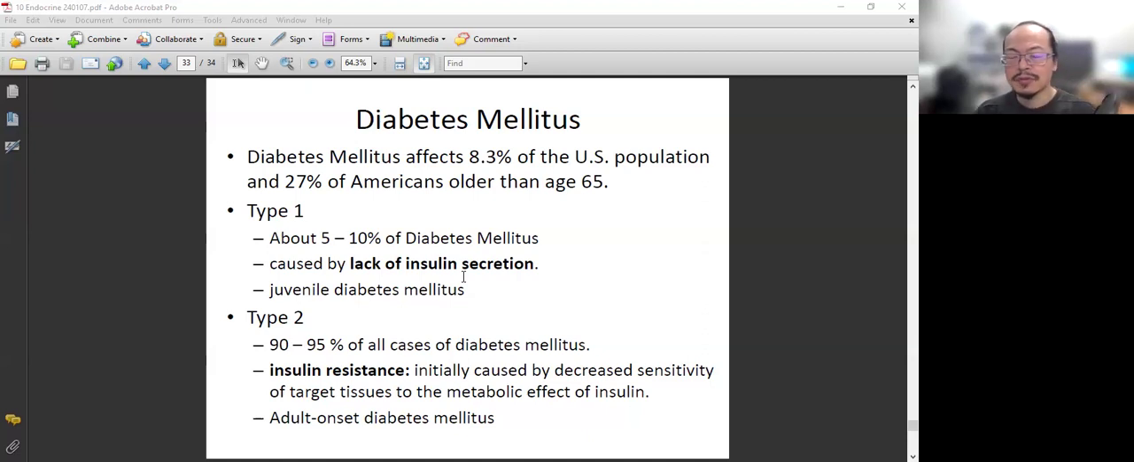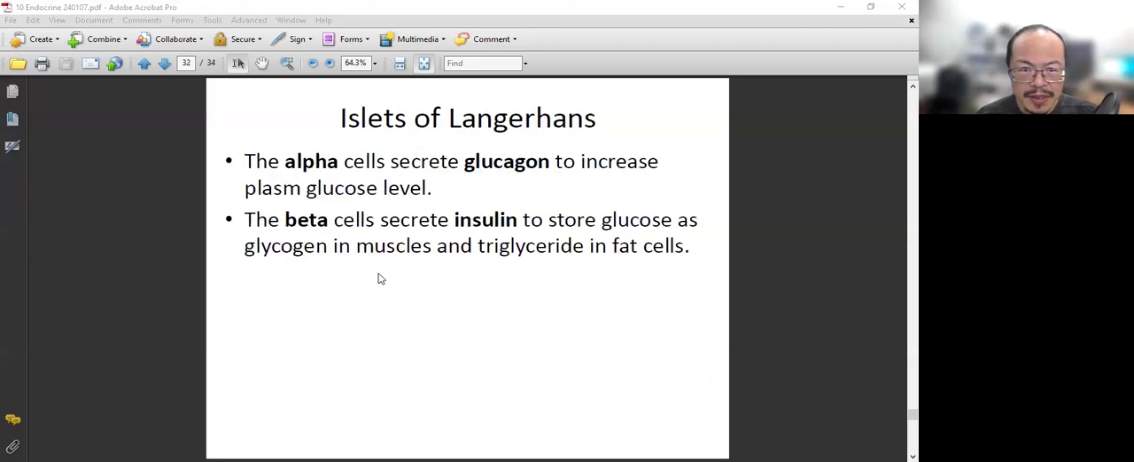I just want to bring to your attention that there are two types of diabetes mellitus. Type 1 is where patients gradually lose their beta cells. Type 1 is juvenile diabetes. The beta cells are gradually dying. So here is the beta cell, and this beta cell is gradually dying. Most of the time it is an autoimmune disease. The immune system acts on it and kills the beta cells.